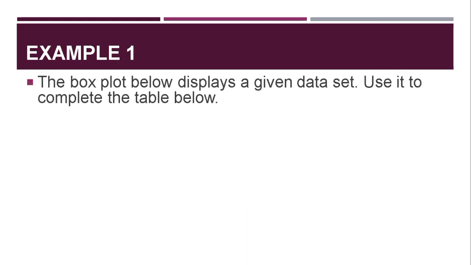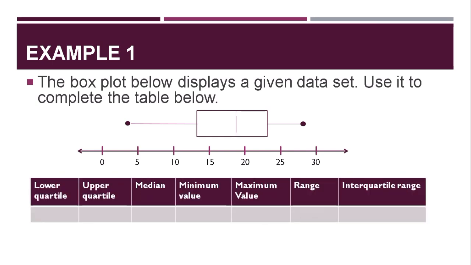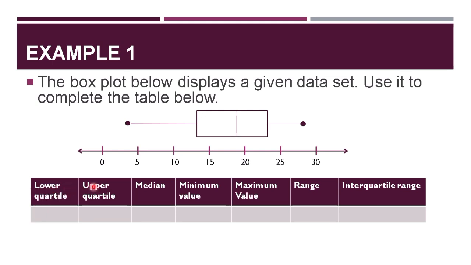The first example: the box plot below displays a given data set. Use it to complete the table below. This is the box and whisker plot, and we are supposed to complete this table: the lower quartile, upper quartile, median, minimum value, maximum value, range, and interquartile range. So let's look at the solution.